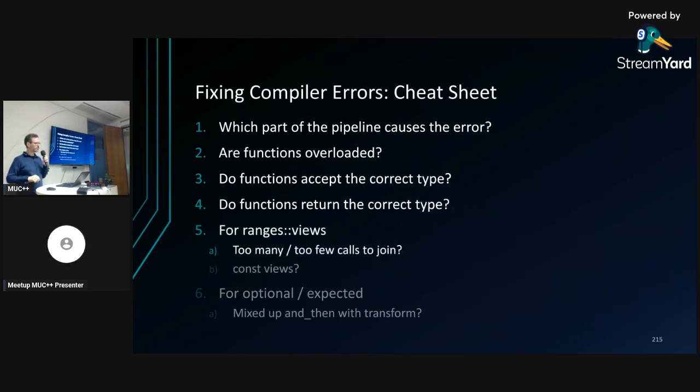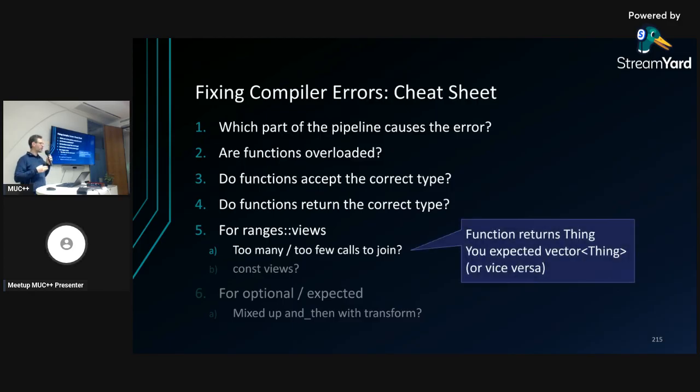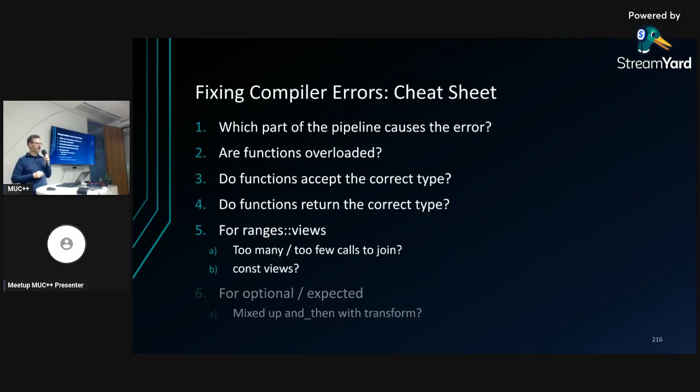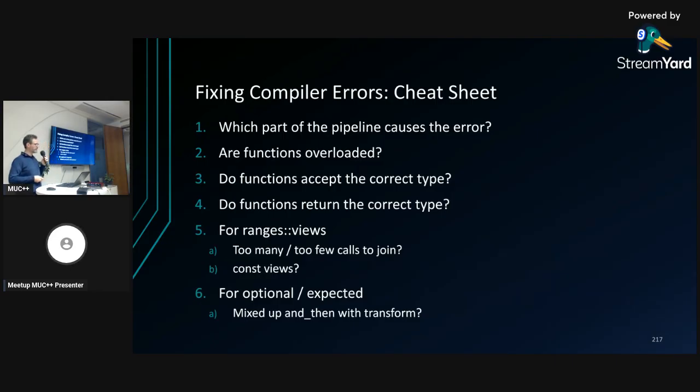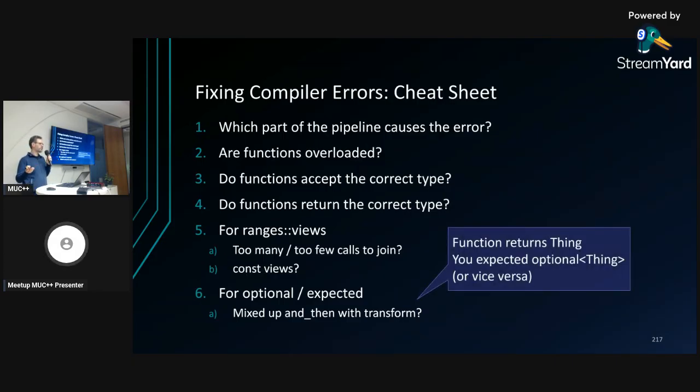Specific for std ranges views, you might miscount the number of joins, so the function gets vector of thing instead of thing, or vice versa. And do you maybe use any const views anywhere? Maybe in a function that just takes them as const reference or something like that? Just don't. That does not work. It's not designed that way. Views are semantically references, but they are meant to be used as non-const values. And specific for optional or expected, you might sometimes mix up and_then and transform. So the function gets thing instead of returns thing instead of optional of thing, or vice versa. So in my experience, this covers a lot of the most common compiler errors. And if you go through this list, you should be able to fix them quickly and efficiently.